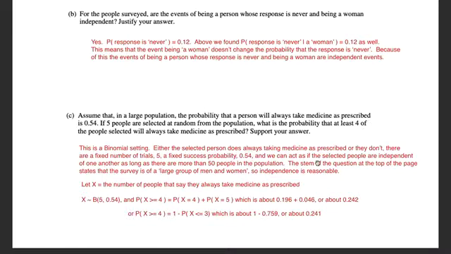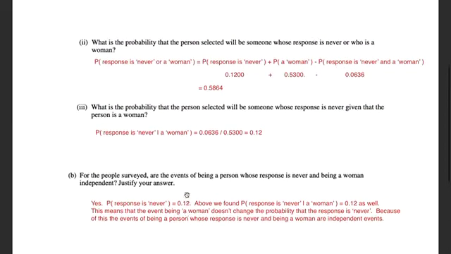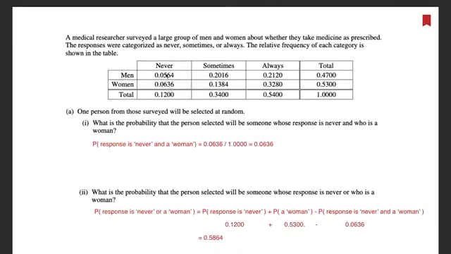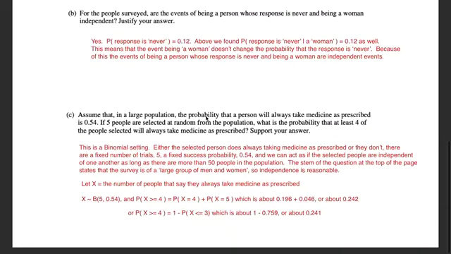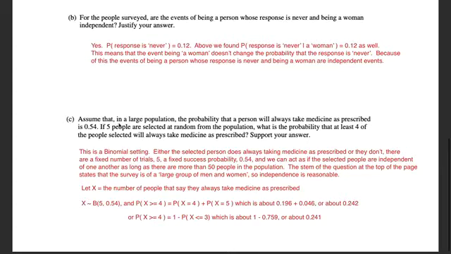But look, the stem of the question at the top of the page states that the survey is of a large group of men and women. So it says up here that this is from a large group of men and women, although notice they repeated it here in part C, assume that in a large population. So that wording suggests that certainly there's more than 50 people in this population. So independence is also reasonable. So I went ahead and described what my random variable represents. So X is a binomial random variable, so it represents a count. It is the number of people that say they always take medication as prescribed.